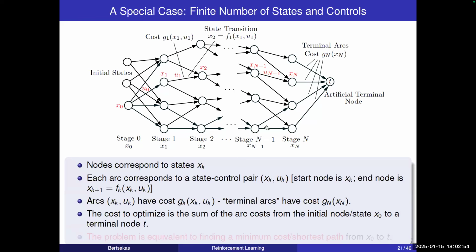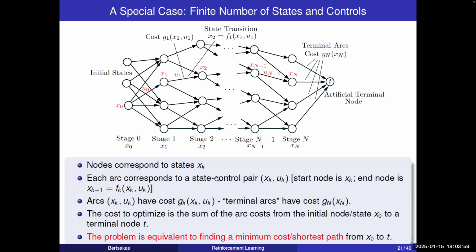So the original deterministic finite horizon optimal control problem becomes optimizing the cost of paths, where we find the sum of arc costs from the initial state x0 to the artificial terminal node. If we view the cost of each arc as the length of the arc, then the problem is equivalent to finding the shortest path from the initial states to the artificial terminal node. So it becomes a shortest path problem. In principle, this equivalence between the deterministic finite horizon optimal control problem and the shortest path problem holds, provided that the problem involves a finite number of states.